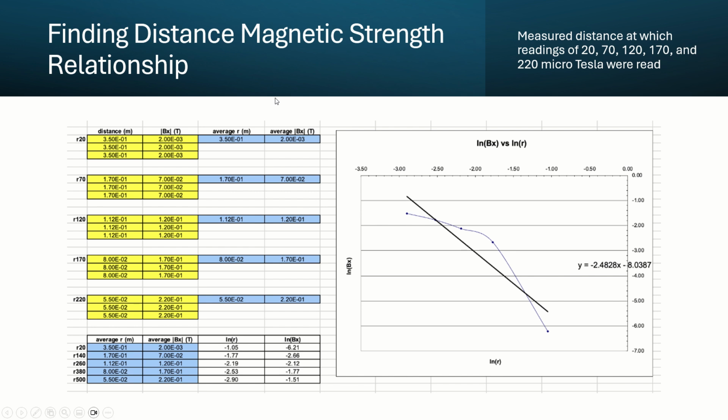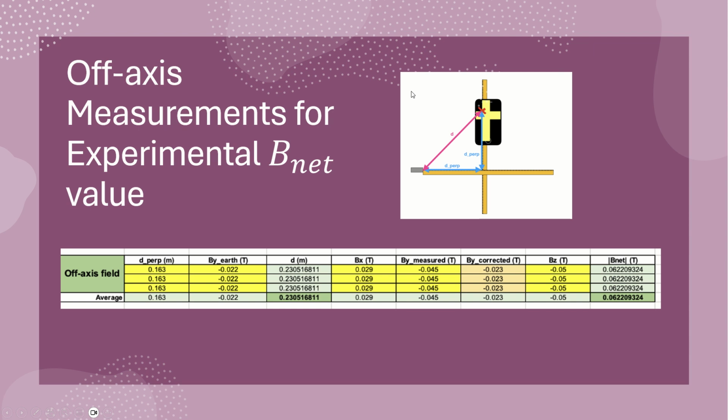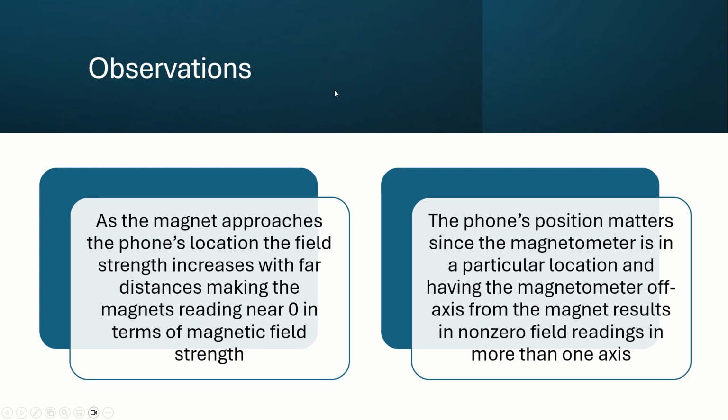The distance magnetic strength relationship was the first thing we tried to find. So we just measured the distance at which readings of 20, 70, 120, 170, and 220 microtesla were read. We then did off-axis measurements for the experimental B net value. We moved a distance d perp, where d perp was where 100 microtesla was read, and then we moved another d perp in the y-axis, and then got a distance d, which was calculated here, and then gave us a total B net.